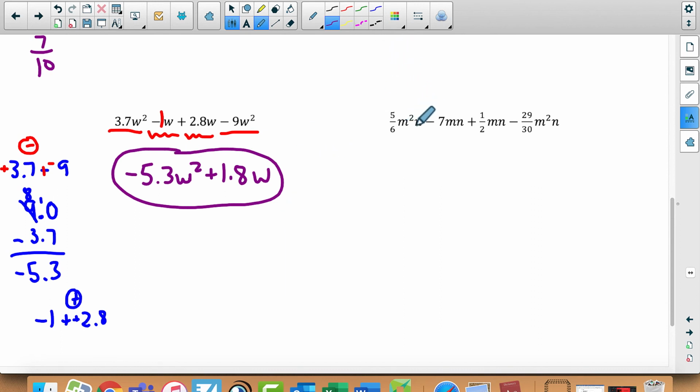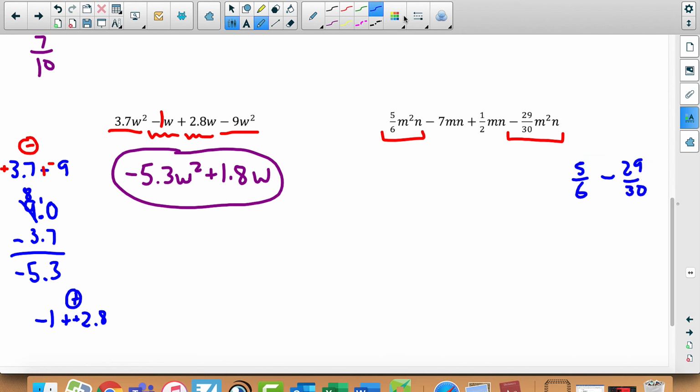Last one. More fractions. Okay, we got m squared n's, m n's, and m squared n's. So I guess we should do the m squared n's first. They have a higher degree. We want it to be in descending order. So we should do this, and we should take away this. Oh my goodness. We have to do 5/6 take away 29/30ths.